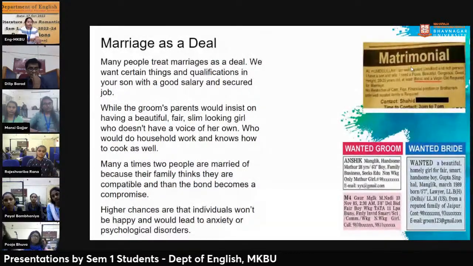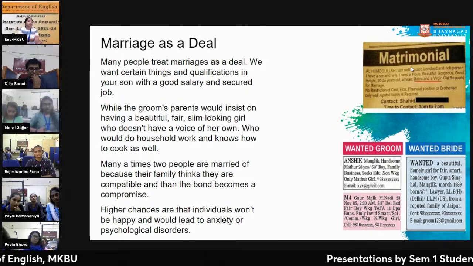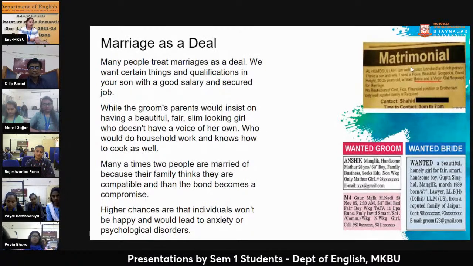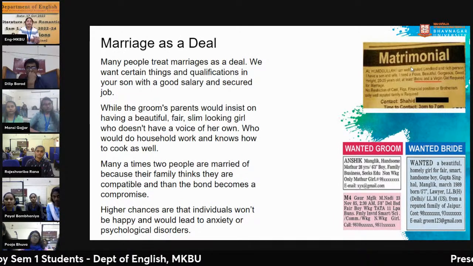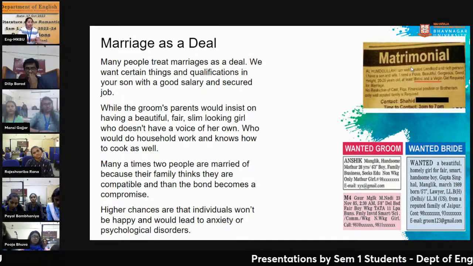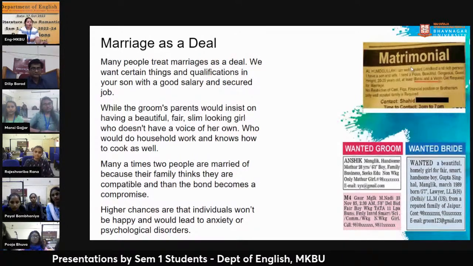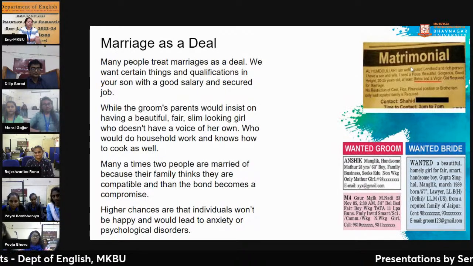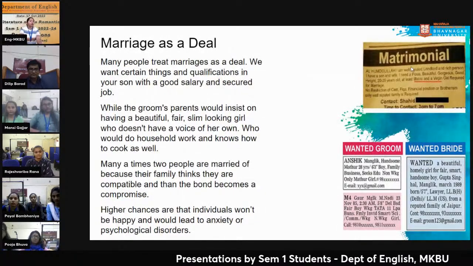Marriage as a deal. Many people treat marriages as a deal. We want certain things and qualifications in your son, with a good salary and secure job. Whenever women are asked what kind of a man they want, everyone will talk about emotions and feelings. But deep down, everyone will say that I want a big home, a lavish lifestyle, a good car, a high paying job for my husband so that I can fulfill all my desires by his salary. While the groom's parents would insist on having a beautiful, fair, slim looking girl who doesn't have a voice of her own, who would do household work and knows how to cook as well.